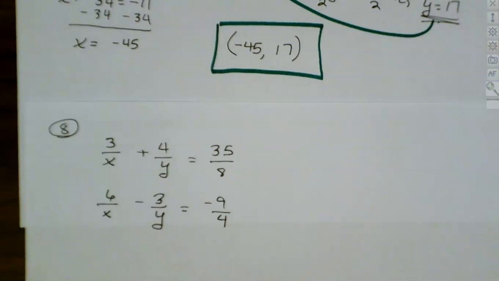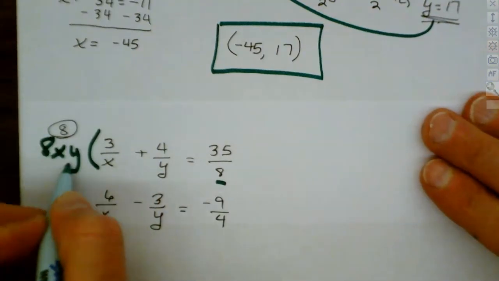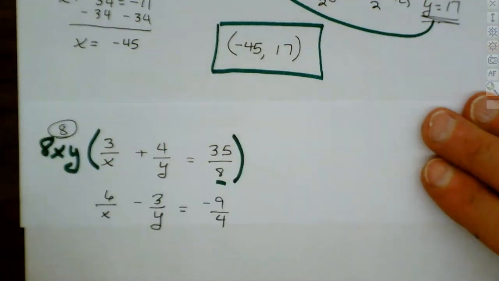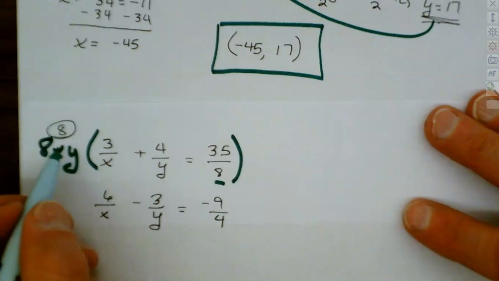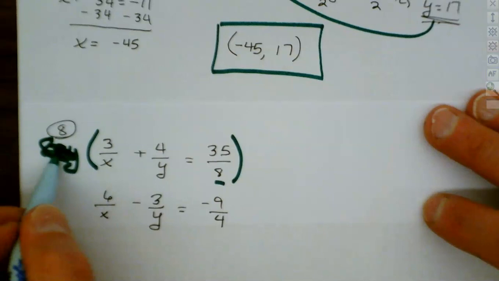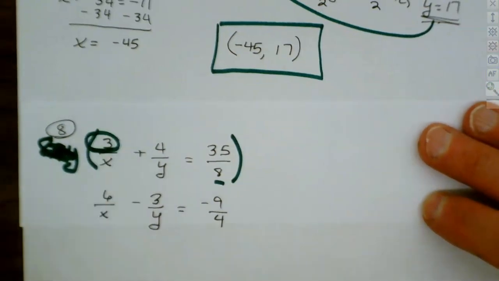Well, if I want to clear out these fractions, first thing I notice is I've got x's and y's down below, and I've got the number 8. So I'm going to take this first equation, and I'm going to multiply every part. Well, let's see if I do that. Yeah, let's do it an easy way. So let's take our two equations, and let's look here. Okay, I think it'd be easier if I don't clear the fractions.